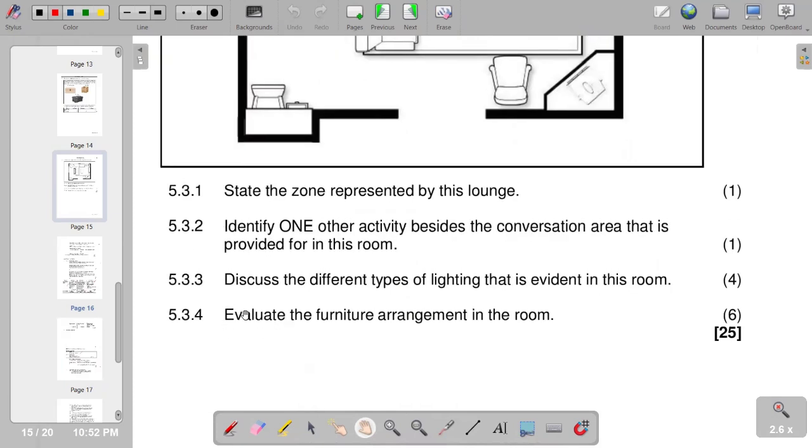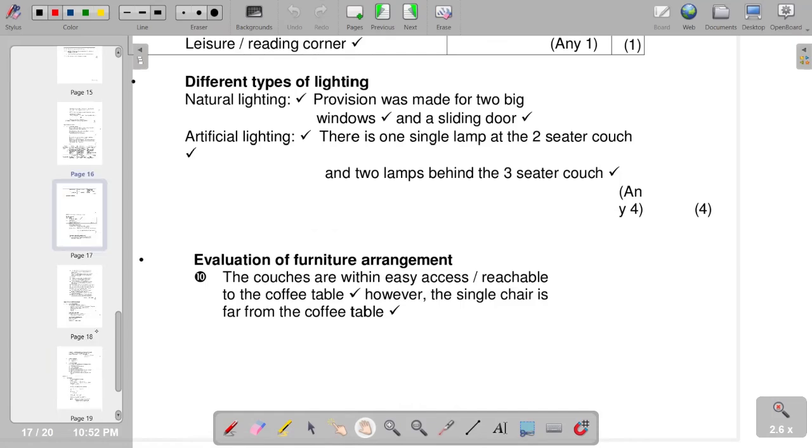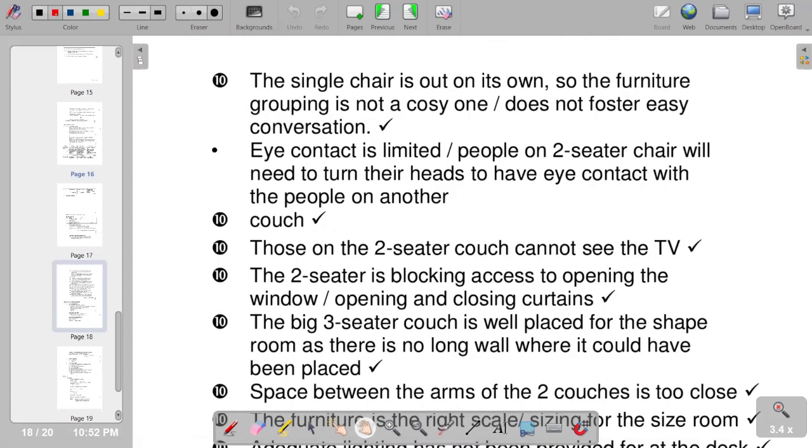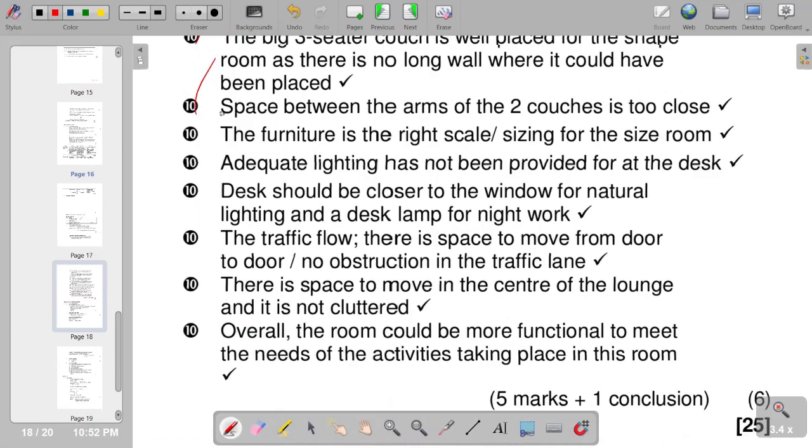Then on number 5.3.4, evaluate the furniture arrangement in the room. What is the evaluation of the furniture arrangement? The couches are within easy access or reachable to the coffee table. However, the single chair is far from the coffee table. Typically, these are the expressions, and there are further explanations that we can also include. And that marks the end of our question 5.